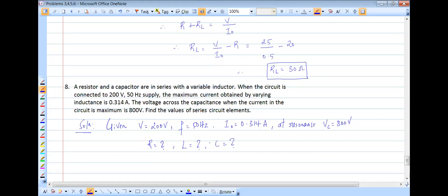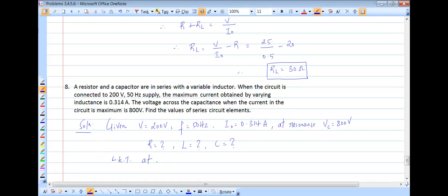I naught is given. Now see here, this V is given and I naught is given. With V and I naught in hand, what can we find out? R. Yes, with V and I naught in hand, we can easily find out R. So we know that resistance R. We should not say at F equal to F naught. Why? We should say at resonance.